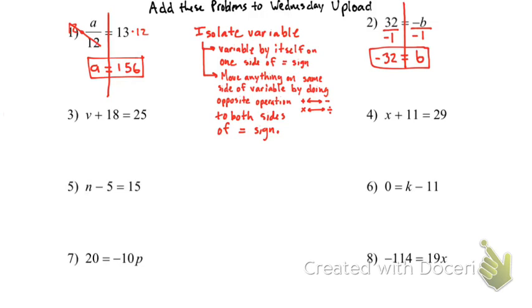And hopefully some of you are pretty good with this. This is IM1 stuff. So again, here's my equal sign. I'm going to put the line right down there. My variable is on the left side. So that means I have to get rid of anything on the left side that's not the variable. So I have to get rid of 18. What is 18 doing? It's adding. The opposite of addition is subtraction. So I'm going to subtract 18 from both sides of the equal sign. That cancels out, and v equals 25 minus 18, and that gives me 7.